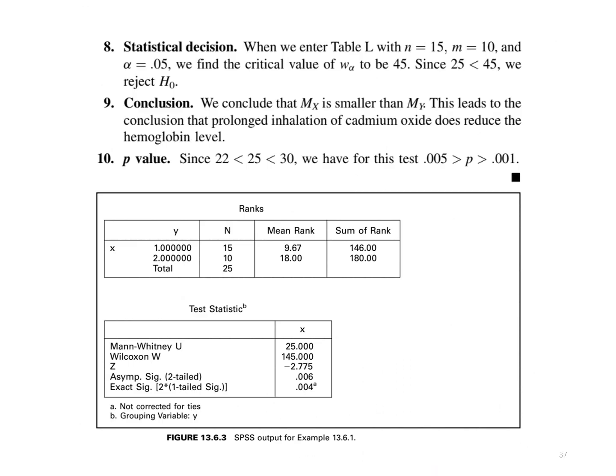So based on this, the statistical decision: we have n equal to 15, m equal to 10, alpha is 0.05, the critical value is 45. Our data, how much was it? 25. Less than 45. Then what do we have to do? When the value is under 45, we have to say it is significant. Then we have to reject the null hypothesis. Okay. Conclusion: we conclude that mx is smaller than my. This leads to the conclusion that prolonged inhalation of cadmium oxide does reduce the hemoglobin levels. Okay. So that's the answer.